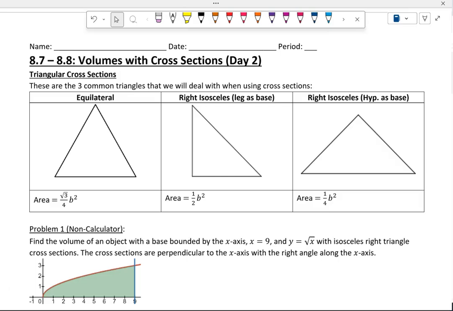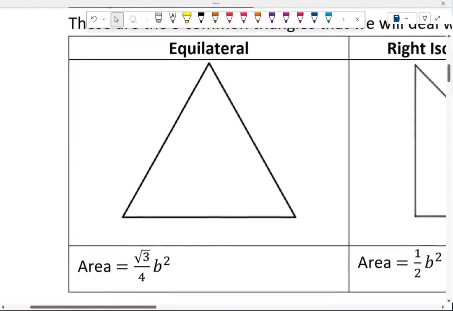So today we are going to be looking at triangles. We have three different types of triangles that we are going to be using here. Then we're going to be looking at semicircles and quarter circles for our cross-section shapes. So the three common triangles that we'll be dealing with are these: an equilateral triangle, a right isosceles where the leg is the base, a right isosceles where the hypotenuse is the base. I have given you the equations for the area based on, well, the base of that shape.